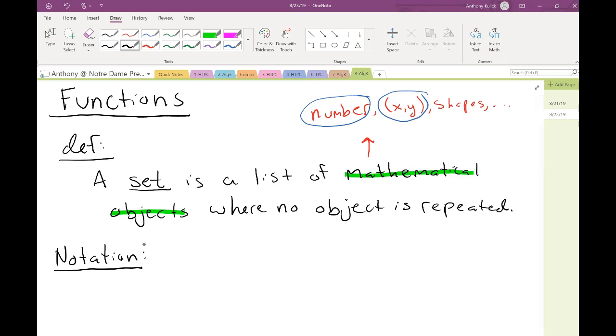So we'll talk a little bit about notation. When I say notation, what I'm really talking about is the symbols that we use to describe these things.